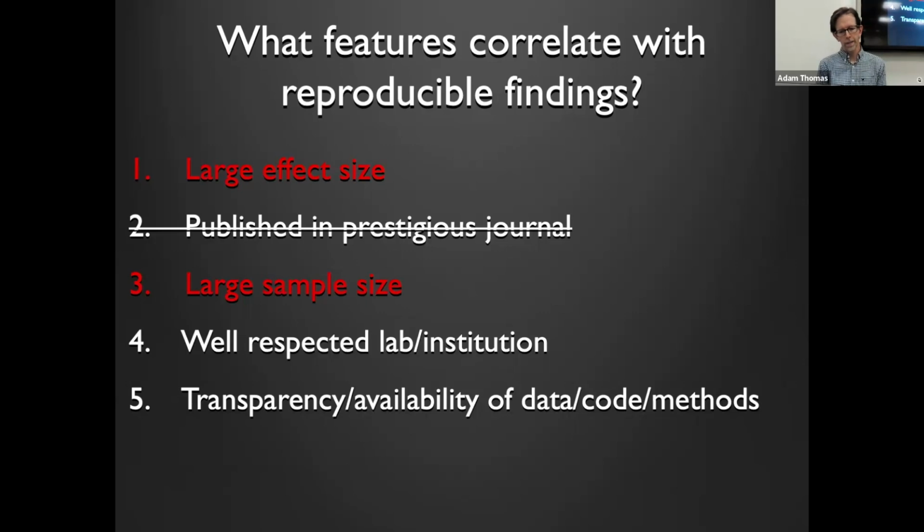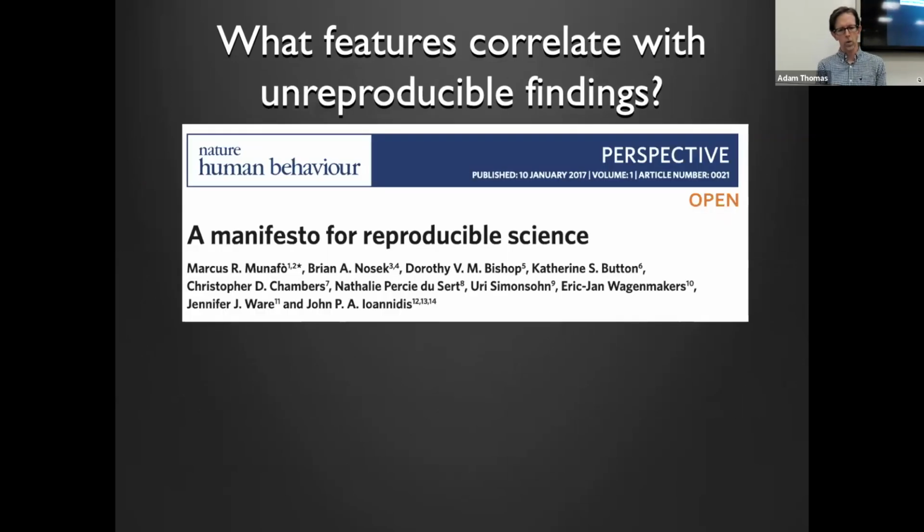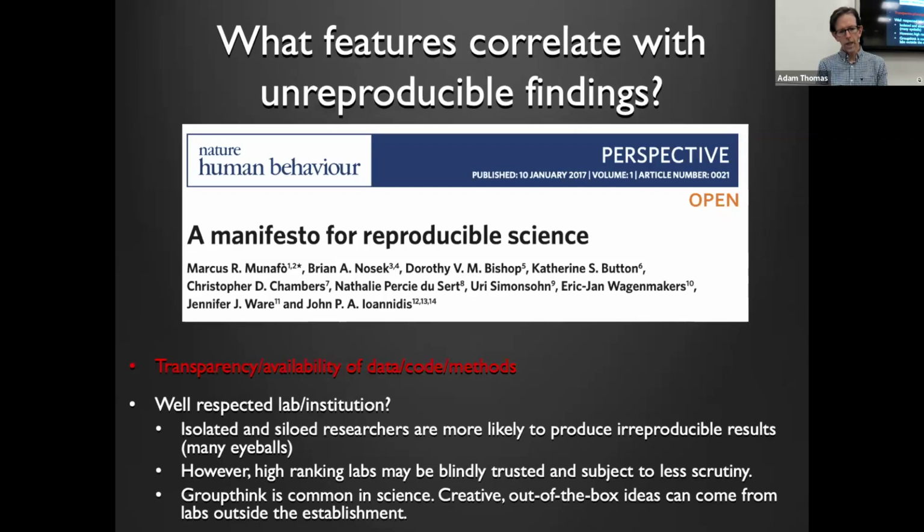For the other ones, well-respected lab or institution, or transparency of data, code, or methods, the transparency is a big factor. It's being recommended in papers like this one, a manifesto of reproducible science. The well-respected lab or institution is a little more complicated. Isolated and siloed researchers are more likely to produce irreproducible results because they lack the many eyeballs that we get from transparency. However, high-ranking labs may be blindly trusted or subject to less scrutiny. So you can actually get the opposite effect.